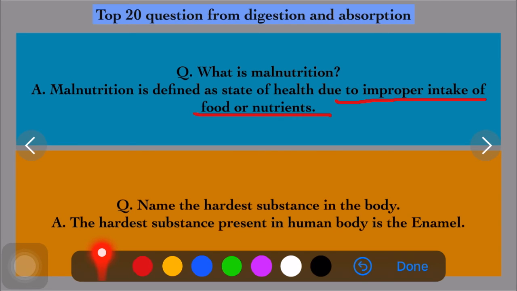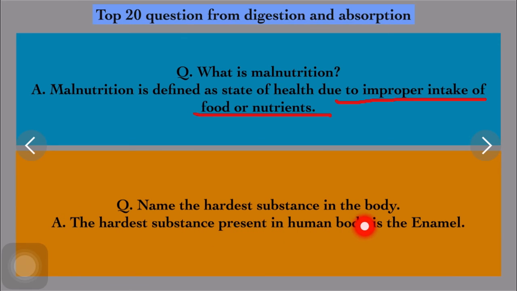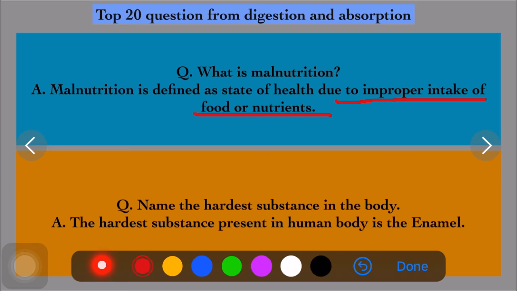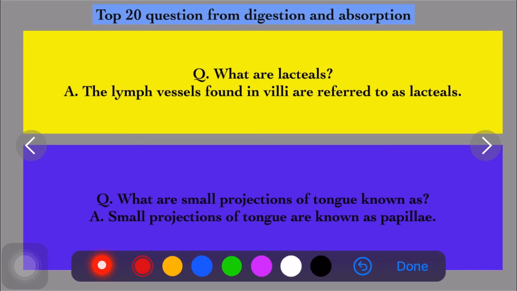Another question is: name the hardest substance in the body. So the hardest substance which is present in the human body is enamel, which is a part of tooth. One of the important question: what are lacteals? So lacteals are the lymph vessels which are found in villi of the small intestine, which are used for increasing the surface area for absorption, and these lymph vessels are referred to as lacteals.